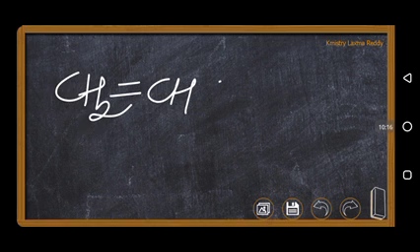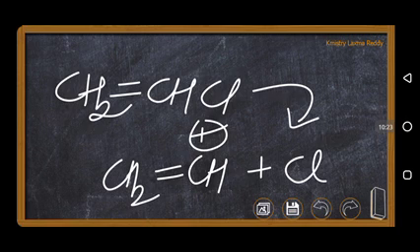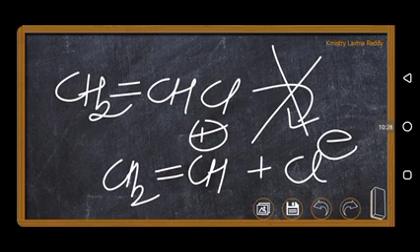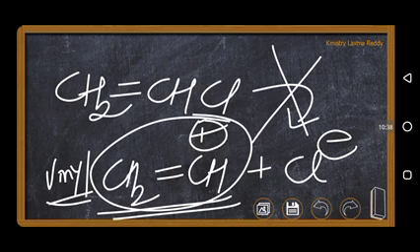So have a look at this reaction. CH2 double bond CHCl gives CH2 double bond CH plus and Cl minus. If anyone asks whether this reaction is possible or not, you have to say this reaction is not possible. Why? Because in this reaction we are getting a vinyl carbocation. This vinyl carbocation itself is unstable. When it is unstable, the reaction is never possible. So the logic is very simple. If the intermediate is stable, then the reaction is possible. If the intermediate is unstable, then the reaction won't take place.